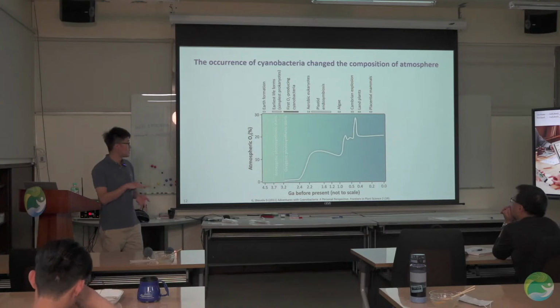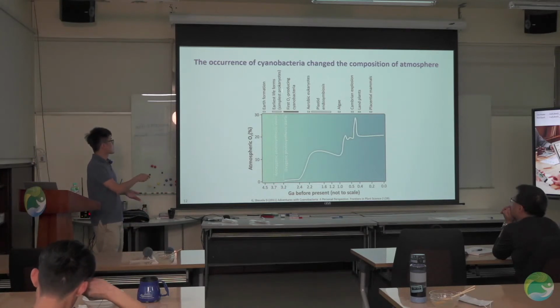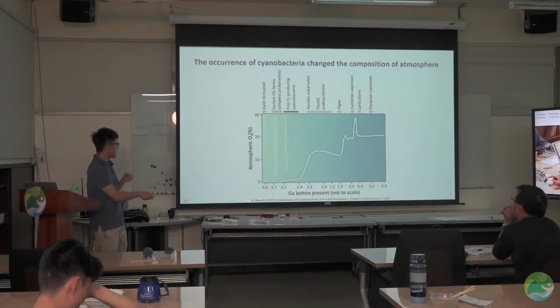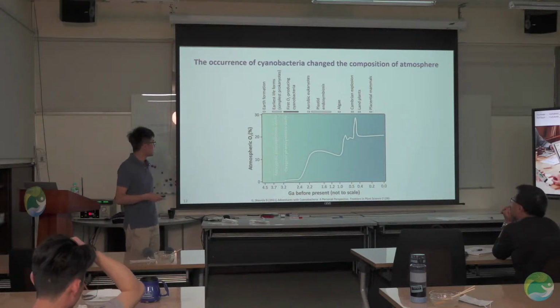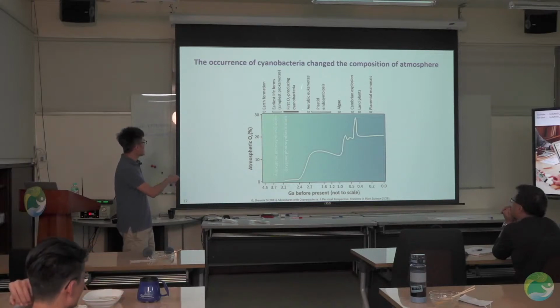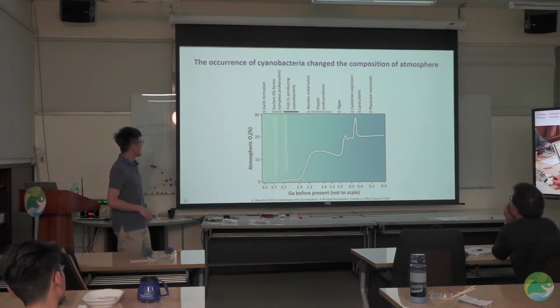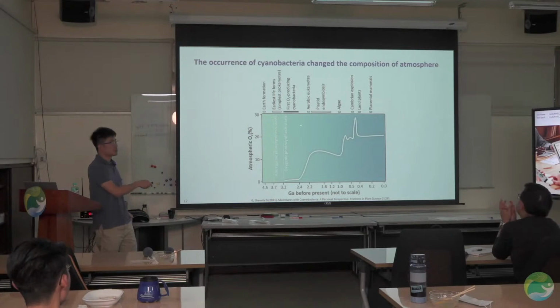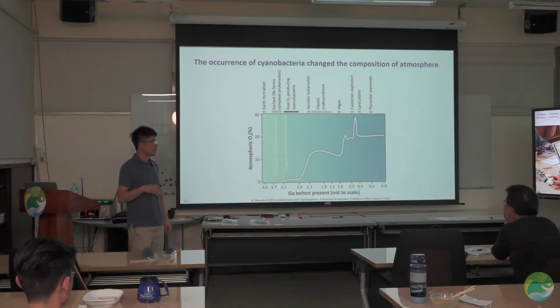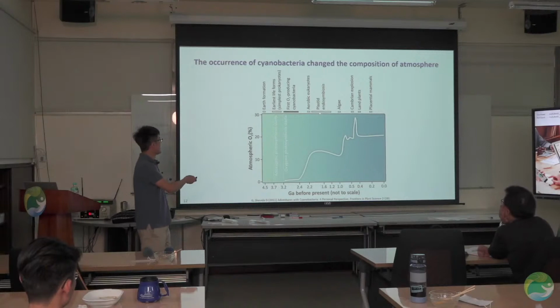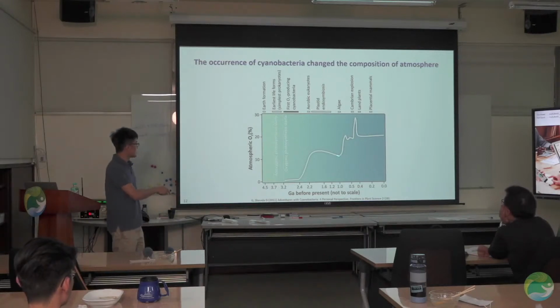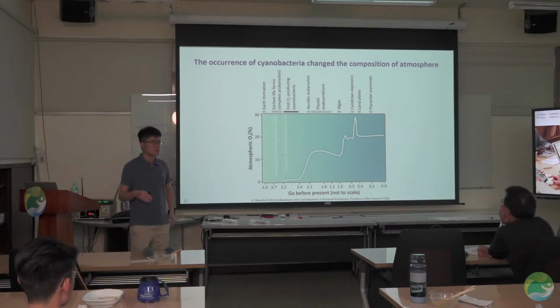Oxygen level is very low until the occurrence of cyanobacteria, which start producing oxygen and then change the composition of the atmosphere. And then you can start seeing the aerobic eukaryotes using oxygen for respiration, and then endosymbiosis, algae, and then plants. That keeps changing the level of oxygen on the Earth. Till now, it's around 20% oxygen.